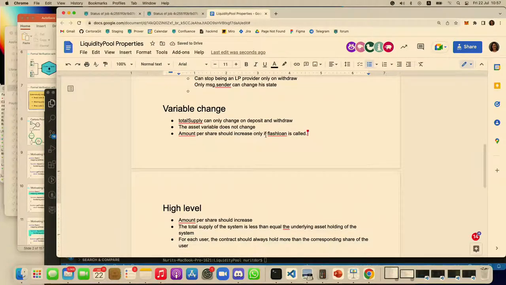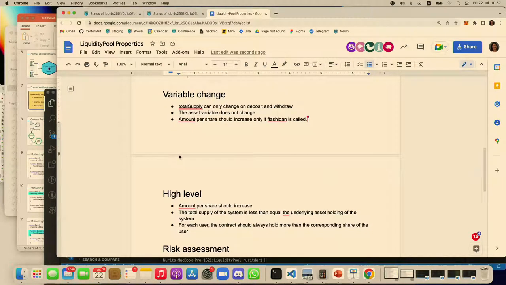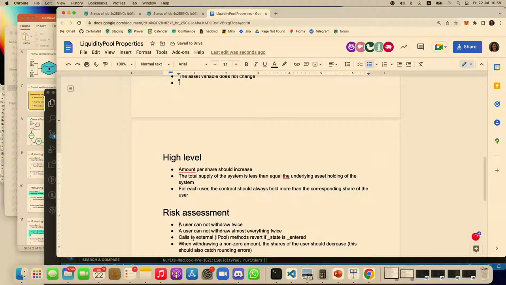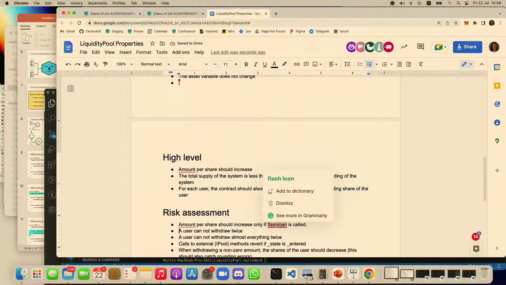Amount per share should increase only if flash loan is called. Great. I would put this right under the risk assessment. If the amount per share decreases because of a flash loan, someone drained the protocol. The protocol, instead of gaining, lost money. So I would put this even on the risk or the unit test of flash loan. Let's put it under the risk. This is a very serious risk. Many of the critical issues were due to flash loans.